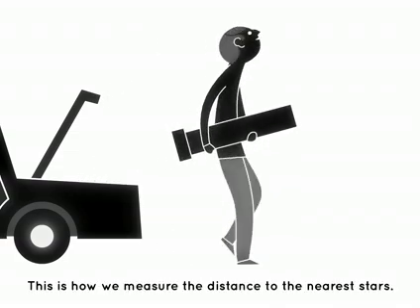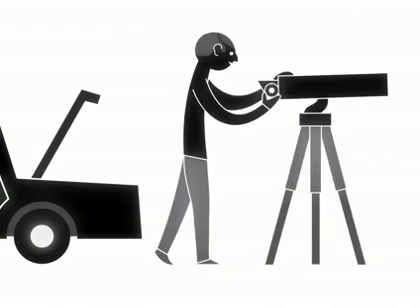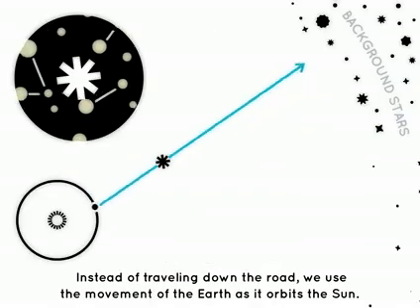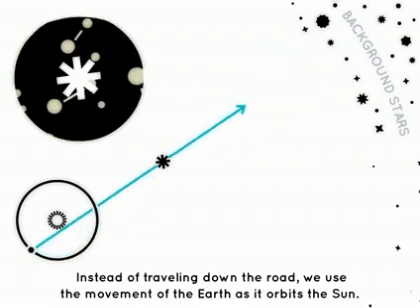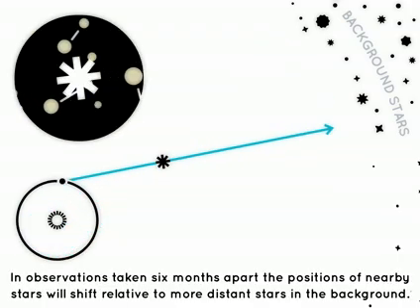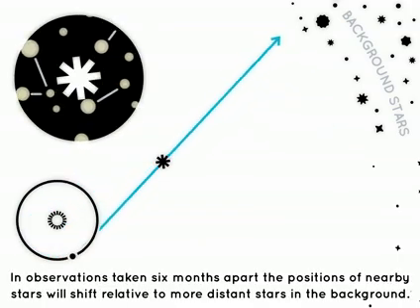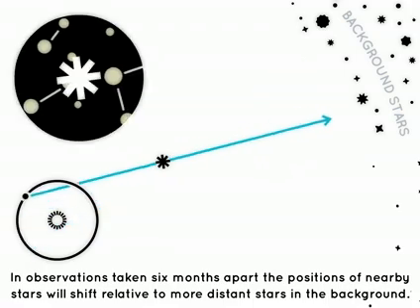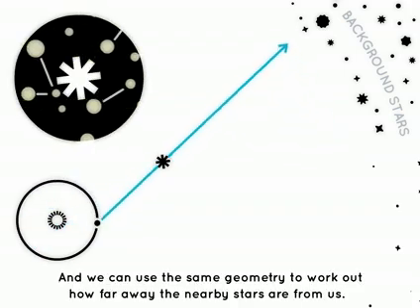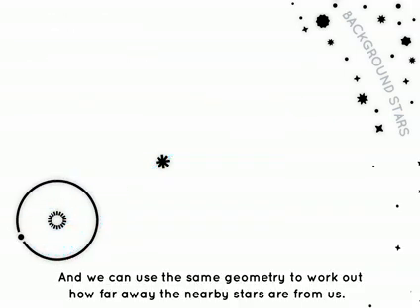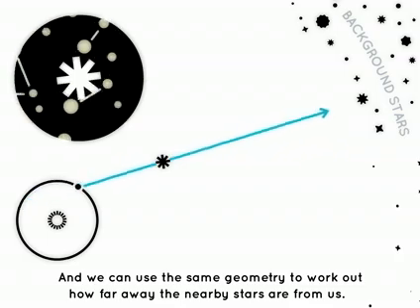This is how we measure the distance to the nearest stars. Instead of traveling down the road, we use the movement of the Earth as it orbits the Sun. In observations taken 6 months apart, the positions of nearby stars will shift relative to more distant stars in the background. And we can use the same geometry to work out how far away the nearby stars are from us.